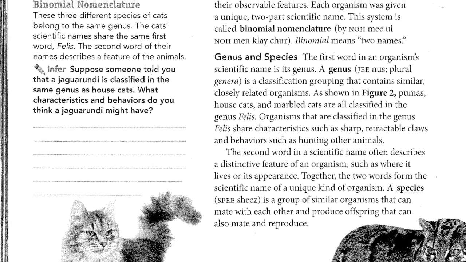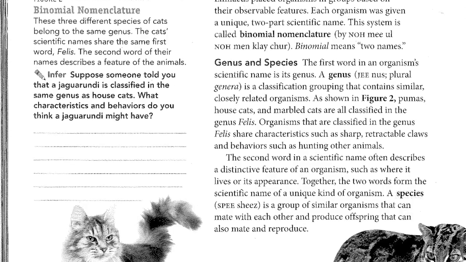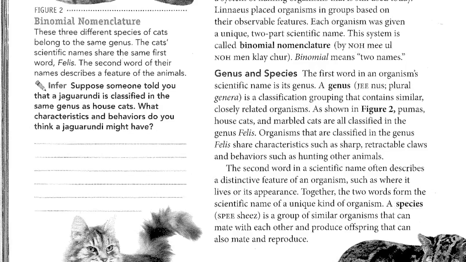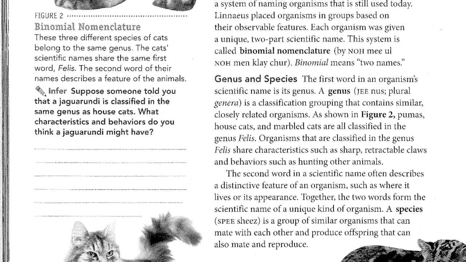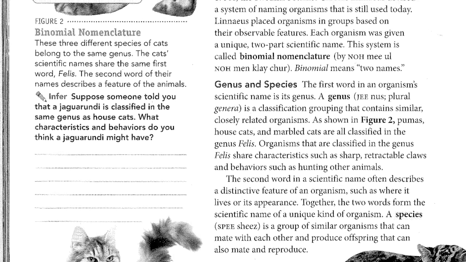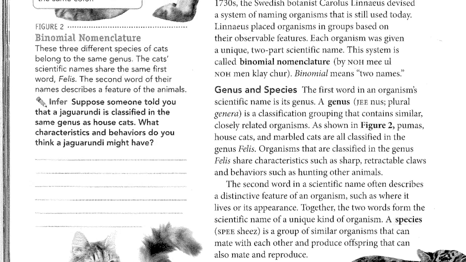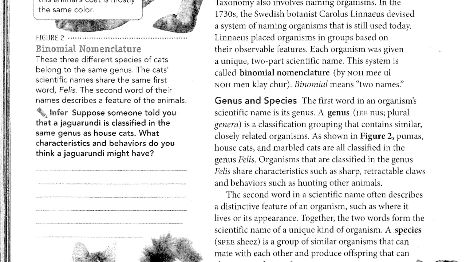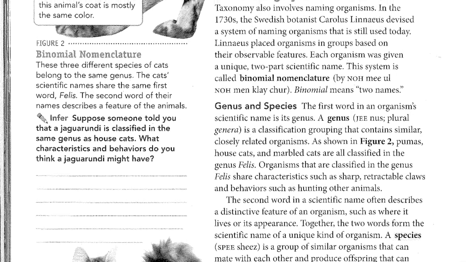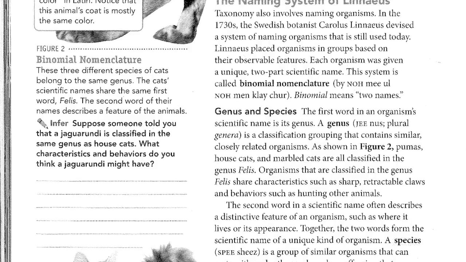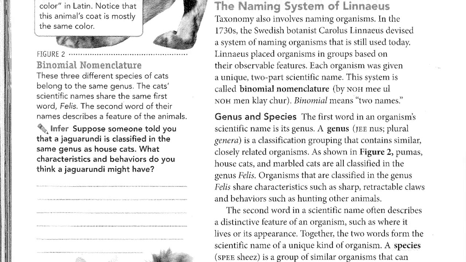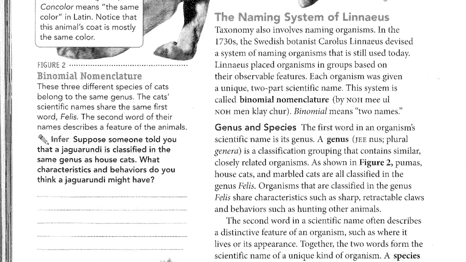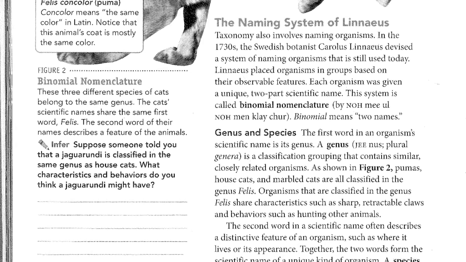This system is called binomial nomenclature. Binomial means two names: genus and species. The first word in an organism's scientific name is its genus. A genus is a classification grouping that contains similar, closely related organisms, as shown in Figure 2. Pumas, house cats, and marble cats are all classified into the genus Felis.